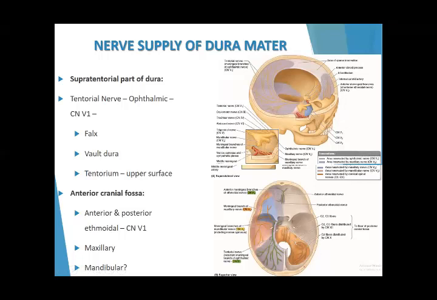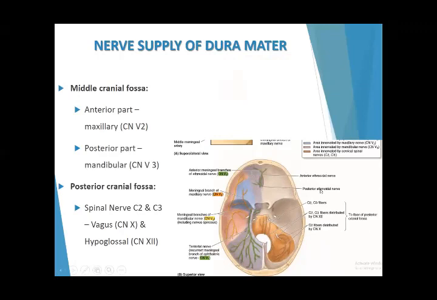So anterior cranial fossa is supplied in the midline by the ethmoidal branches of the ophthalmic. ये देख लीजिए, इसी को देख लीजिए, ethmoidal branches of the ophthalmic. Then the posterior part of the anterior cranial fossa is supplied by the maxillary, and the lateral part of the anterior cranial fossa is supplied by the, over here, this is the mandibular.